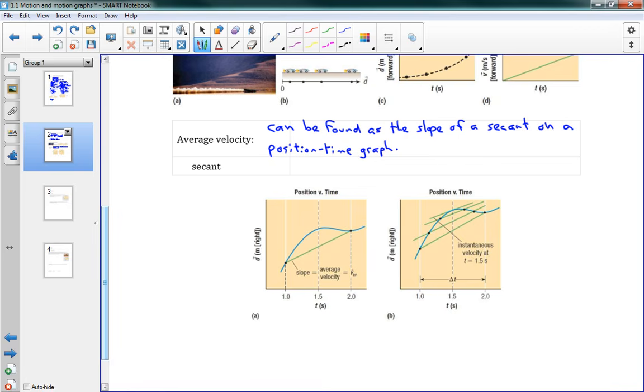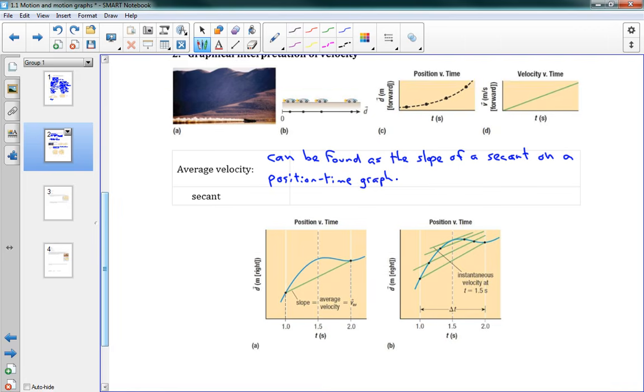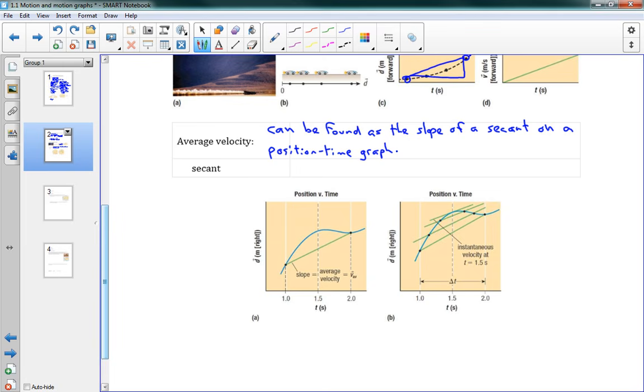So if we look at our position time graph, for instance, the one above here, and I say, here's my position at this time, here's my position at this time, and I want to find the average velocity, I take a secant, which is a straight line between those 2 points, and find its slope. And that will give me the average velocity. So a secant is a straight line between 2 points.